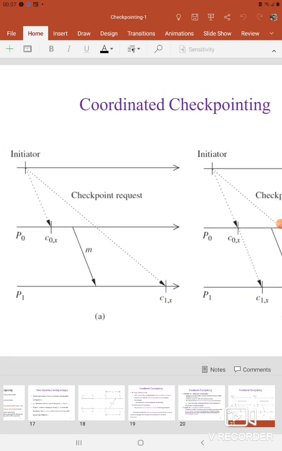The initiator is initiating the checkpoint request. After receiving the checkpoint request, P0 sends the message M. So the sending is not recorded in P0's checkpoint, whereas that same checkpoint request is received by the other process P1. Here the receiving of the message M is recorded. So this is called an orphan message. Receiving is recorded, but we have no proof for sending. So this is called checkpoint inconsistency.